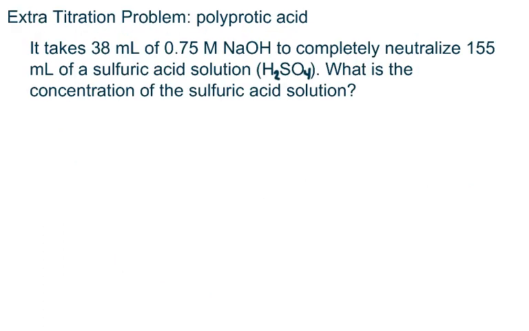All right, so again, this is an extra titration problem, so don't feel like you need to jot down notes or pay attention to this, but if you would like a little bit of exposure to this, follow along. We're doing this with a polyprotic acid. We're going to use sulfuric acid for this one, where we have two hydrogens, or two H+. Remember, poly means multiple. So let's read through the word problem. It takes 38 milliliters of 0.75 molar sodium hydroxide to completely neutralize 155 milliliters of a sulfuric acid solution. What is the concentration of sulfuric acid?